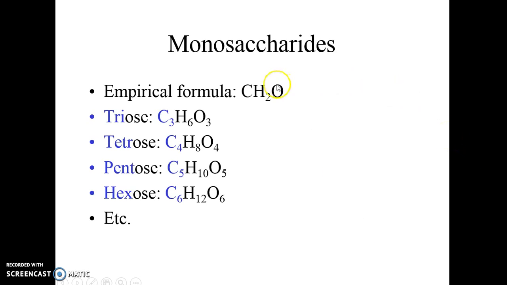As I already stated, the empirical formula for all of the monosaccharides is 2 hydrogens to 1 carbon and 1 oxygen. We classify them based on the number of carbons: triose, tetrose. Notice it's tetra, not but for 4, and it's tri, not prop for 3. But then it reverts to our standard pent, hex, hept, and oct. So we classify them based on the number of carbons, and notice it's the number followed by ose.